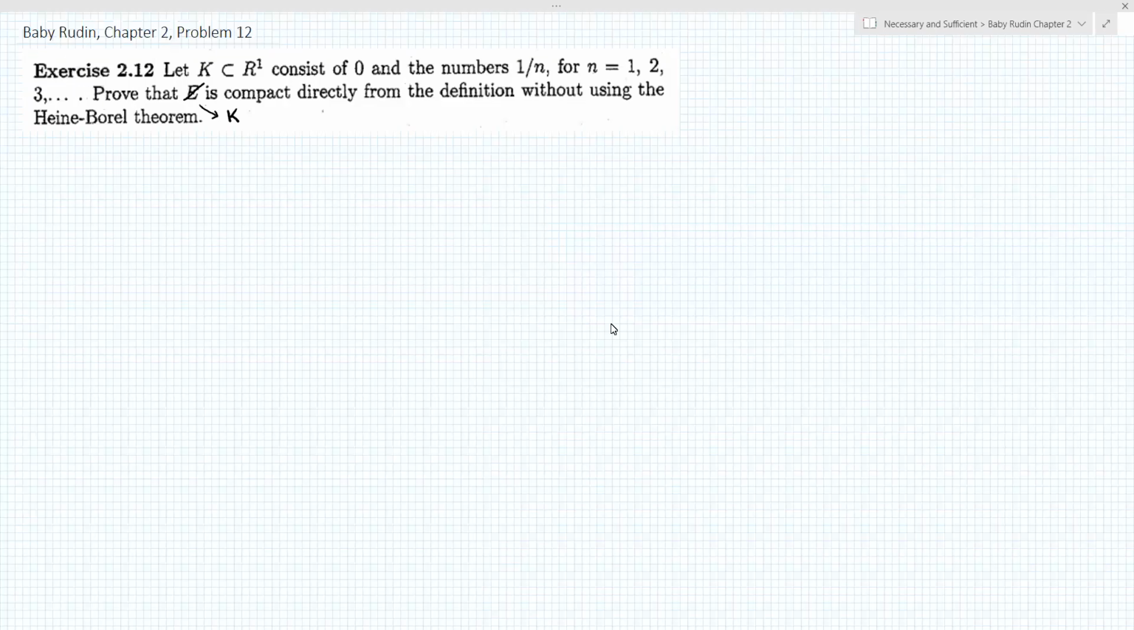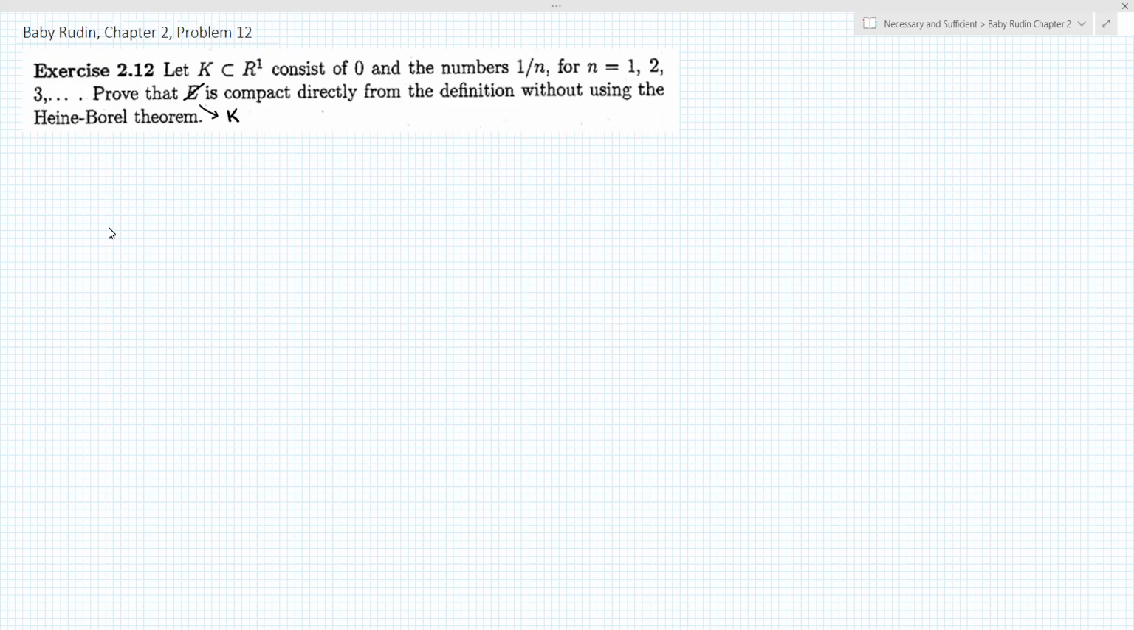Hello everybody, in this video we will be solving problem 12 from chapter 2 of Baby Rudin, that is Rudin's Principles of Mathematical Analysis. What does exercise 2.12 say? Well, it says let K be a subset of R, consisting of 0 and the numbers 1 over n for n equals 1, 2, 3, and so on. Prove that K is compact directly from the definition without using the Heine-Borel theorem.